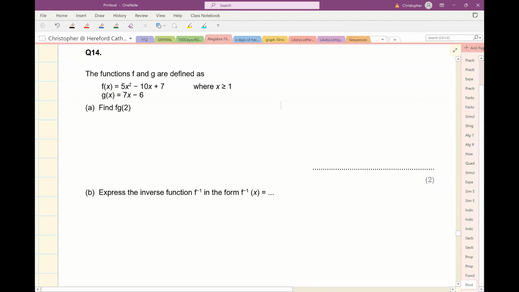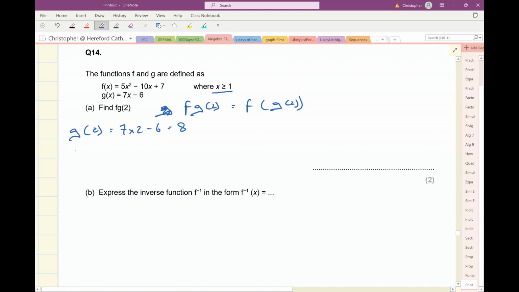Question 14. Right, I've got two functions here, f and g. Oh, look at this, where x is greater than or equal to 1. I'll need to remember that, I'm sure. I'm asked to find fg(2). So that's going to be f of g(2). So I better find out g(2) first. If I g 2, then I have to do 7 times 2 minus 6. 14 minus 6 is 8.